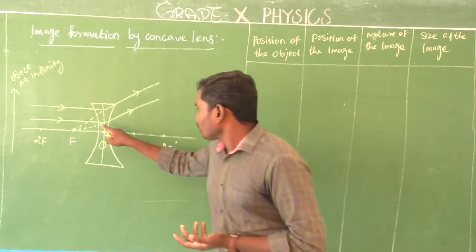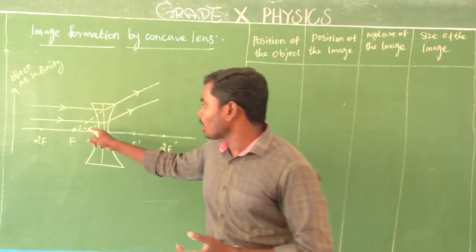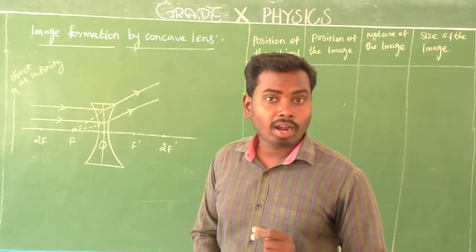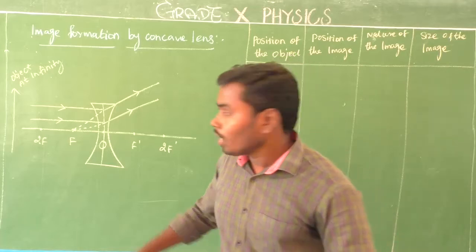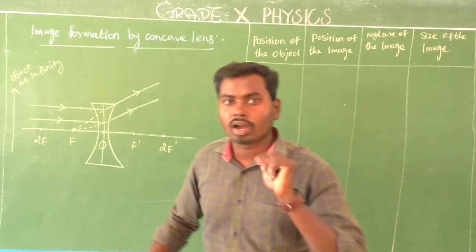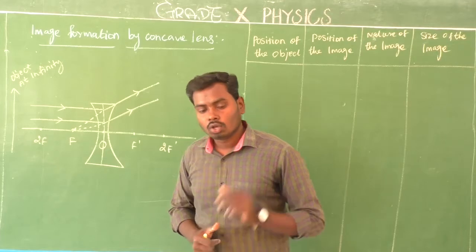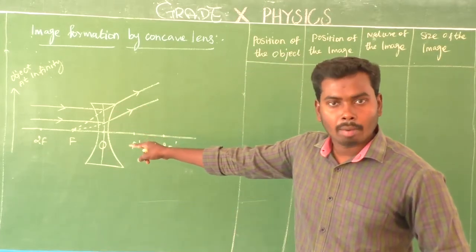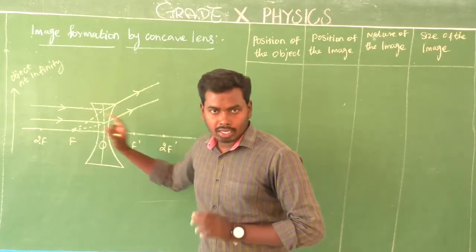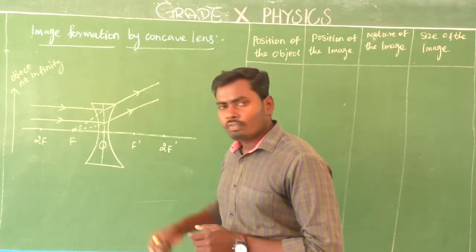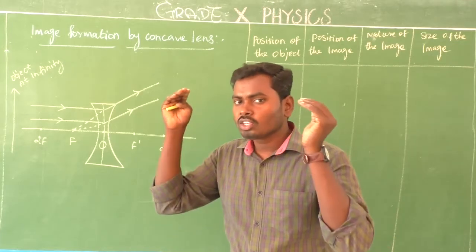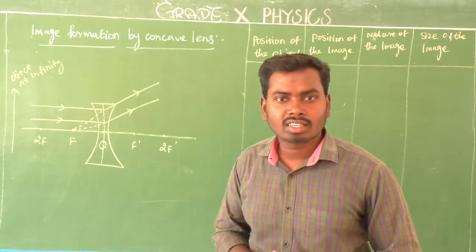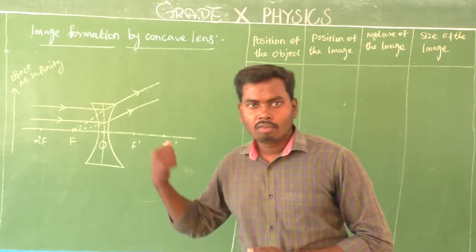Look at here. If we extend the two refracted rays at the back side, the two refracted rays appear to meet at a point on the focus. Where? On the focus. So where will the image be formed? Image will be formed at focus. Here the two refracted rays appear to meet at a point on the focus. So what is that image? Actually, that image is considered as a virtual image.